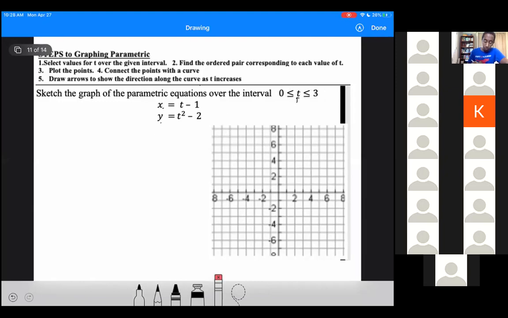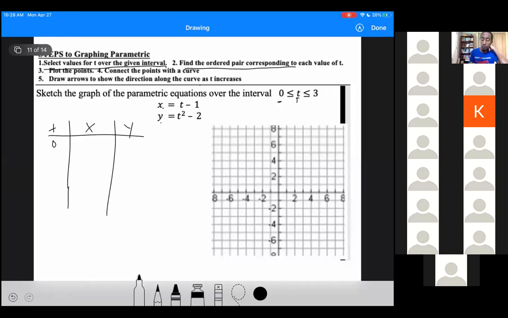So what we would do here to graph that is we're going to create a t-chart. So we're going to select values for t, the steps here, over the given interval. We're going to start with the lowest value. So we're going to start with the t of 0. Okay? And then we're going to find the ordered pair corresponding to each value of t. So we're going to plug in 0 for t.